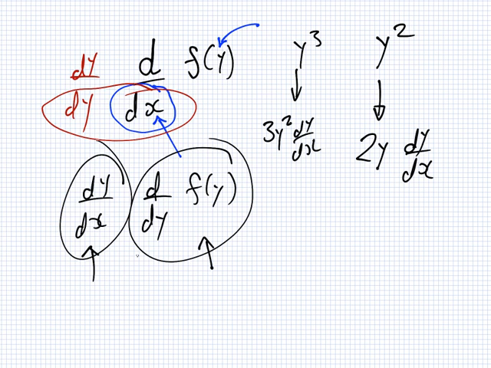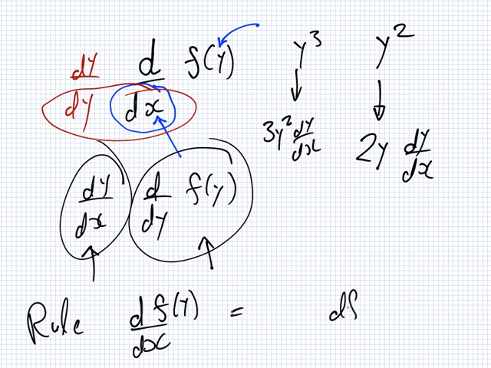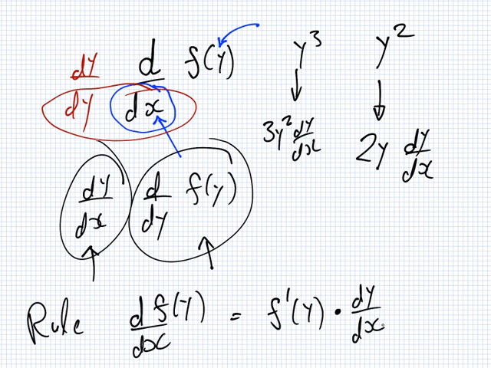I suppose you could call the rule like this: if you want to differentiate a function of y, then you differentiate it, but you must also multiply your answer by dy/dx. This is called an implicit derivative. Implicit rule. Let's check that this works.